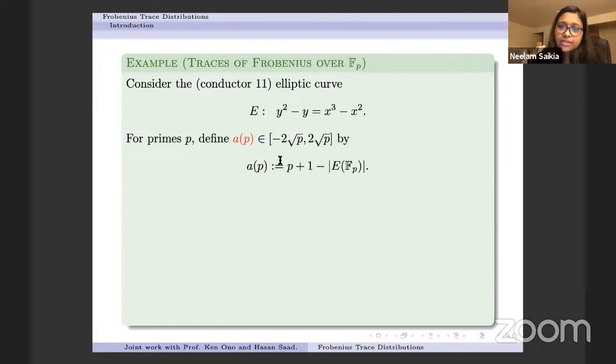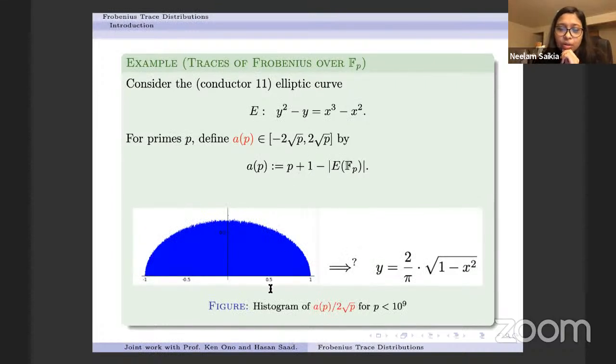consider this number a_p, which is defined by p plus 1 minus the number of points on this elliptic curve over the finite field F_p. Then there's a famous theorem by Hasse which gives that this a_p lies in the interval minus 2 square root of p to 2 square root of p. If you divide a_p by 2 square root of p, then this number lies in the interval minus 1 to 1. So this is some kind of normalization of a_p.